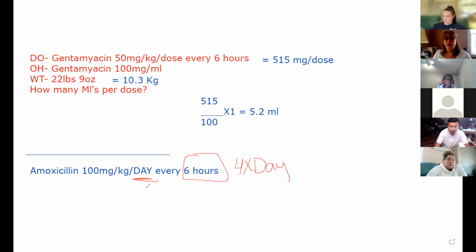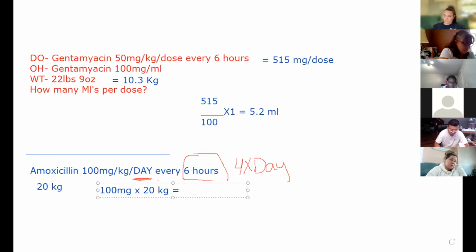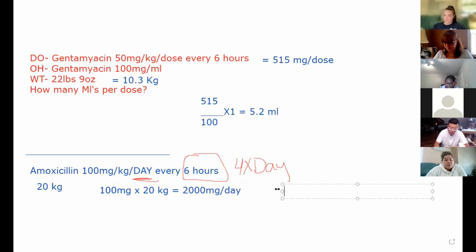So if we have amoxicillin and let's say our kid is 20 kilos, we would do 100 milligrams times 20 kilograms equals what? 2,000. Yeah, I should have been able to do that in my head. I'm just tired. 2,000 milligrams, but that's per day. We now need to divide that by however many times a day we're going to give it, which is 4. And that would give us 500 milligrams per dose, because we got to get it in the lowest form.